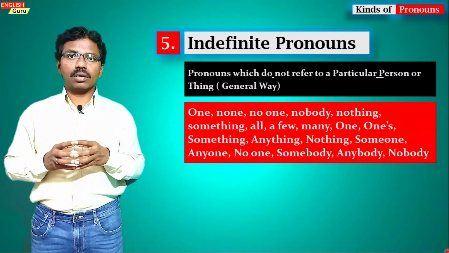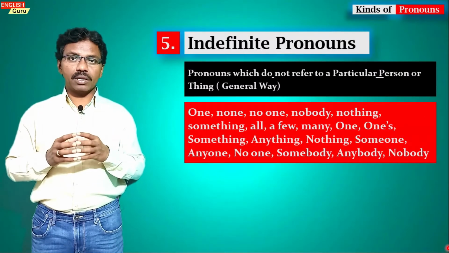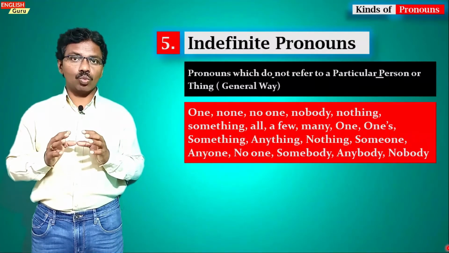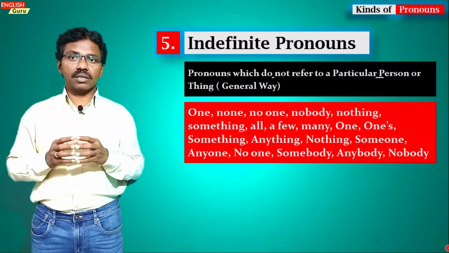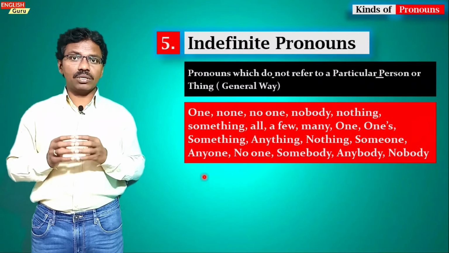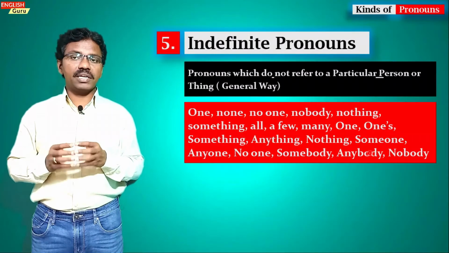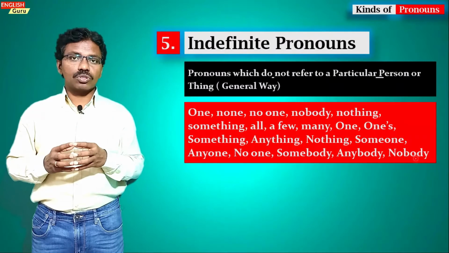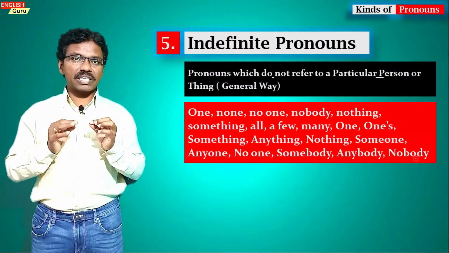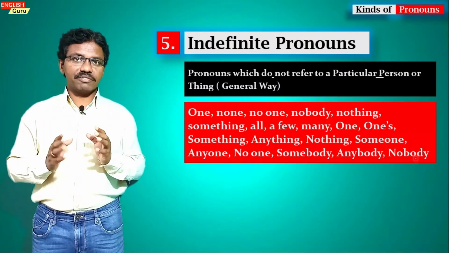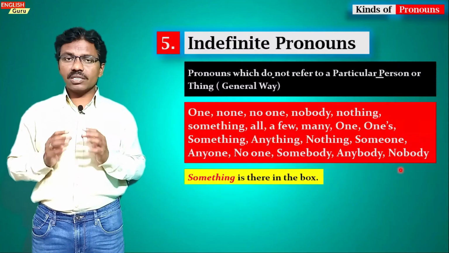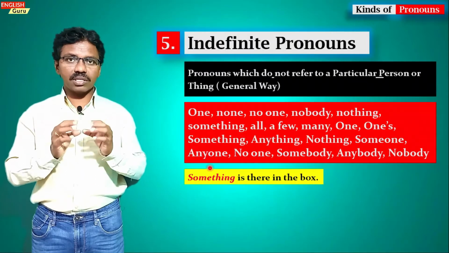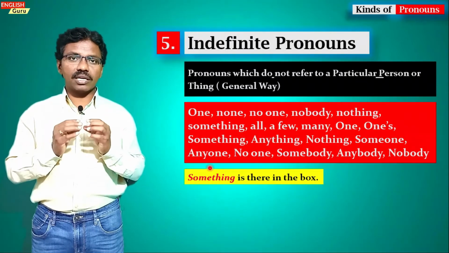They are one, none, no one, nobody, nothing, something, all, a few, many, once, anything, someone, anyone, somebody, anybody, etc. There are many other indefinite pronouns. So when we are not speaking about a particular thing, we use indefinite pronouns. For example, something is there in the box. The word something, we are not talking about a particular thing, we are saying something in a general way. So it's an indefinite pronoun.